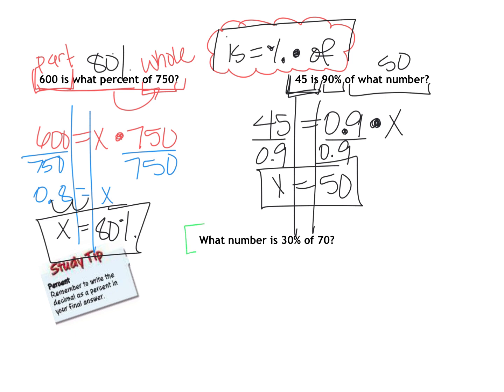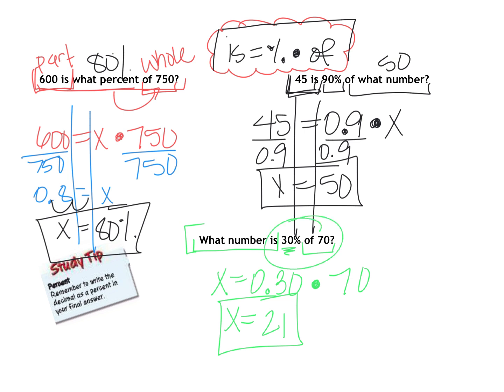What number is 30% of 70? So what number is, and then we have 30% of 70. So we don't know what it's going to equal. We write our percent as a decimal, and we multiply it times what we're taking the percent of, which is 70. The variable's already by itself on the one side, so we don't have to get it alone. So we just do 0.3 times 70, and we get x equals 21. So 30% of 70 equals 21.